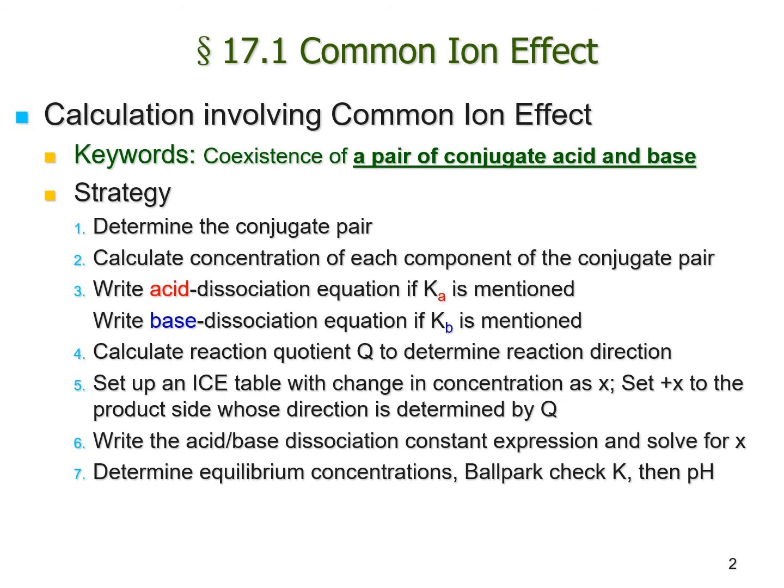All right, so once we set up the X as a change in concentration in the ice table, we finish the setup of the ice table, and we conduct the calculation like we did in Chapter 16 before. And when it's all done, we just ballpark check the K with the equilibrium concentrations we calculated to make sure our calculation is correct before we report the pH of this new solution.